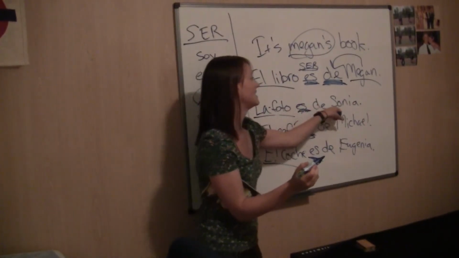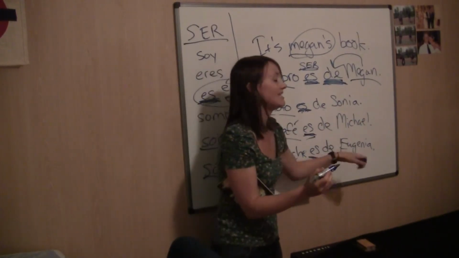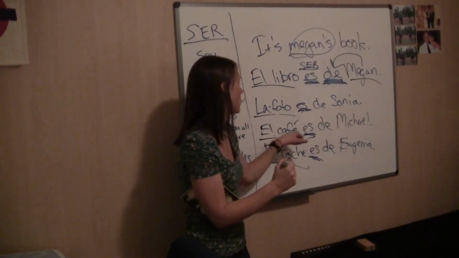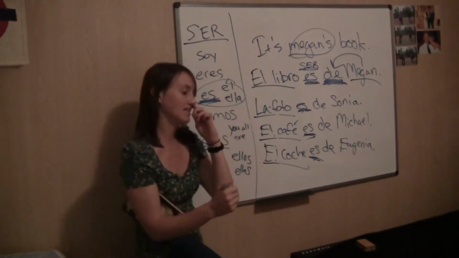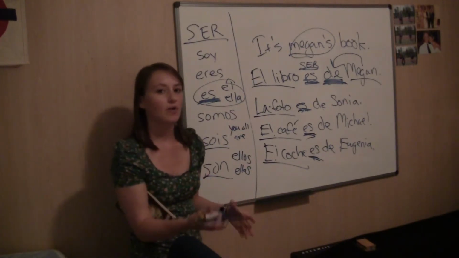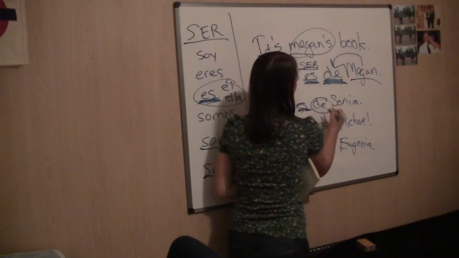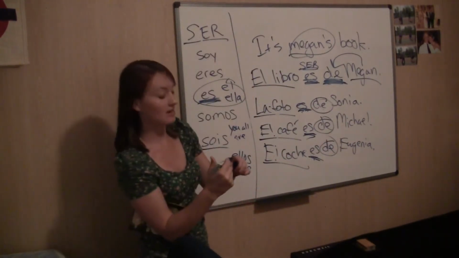La foto es de Sonia. El café es de Michael. El coche es de Eugenia, right? The photo is of Sonia. The coffee is of Michael. The car is of Eugenia. We can't say it's Eugenia's car. We have no way of using that in Spanish. So we have to keep in mind this de indicates possession when we use it with ser. Okay?